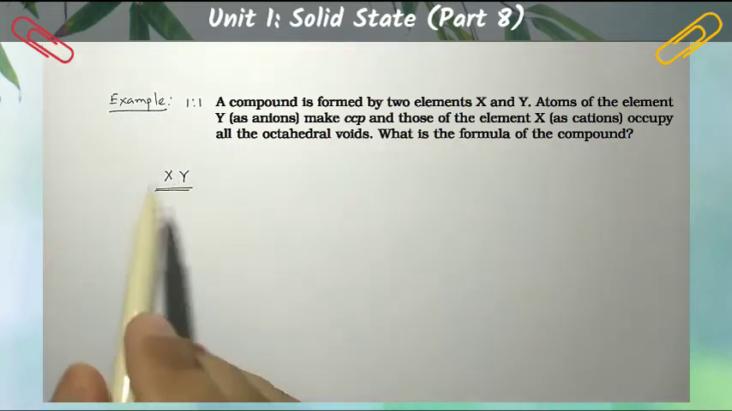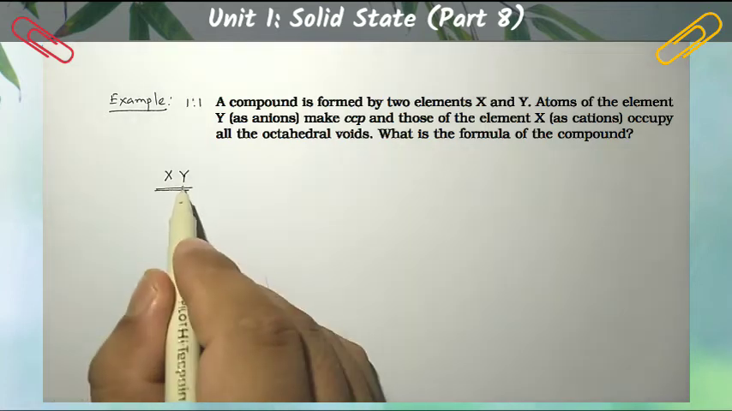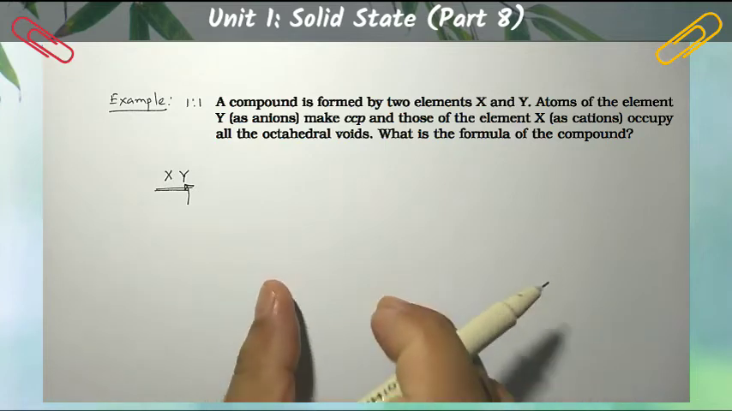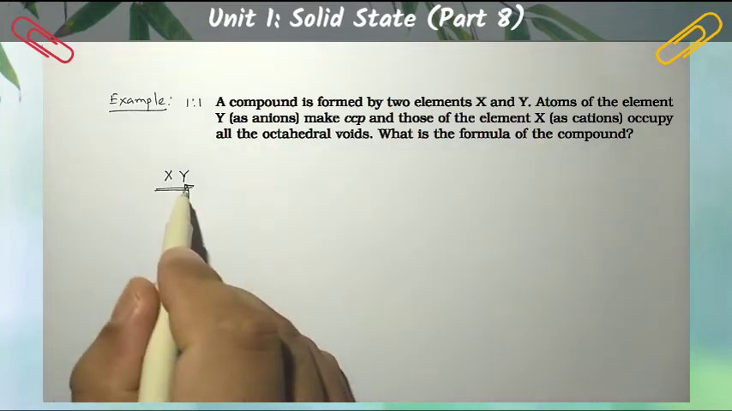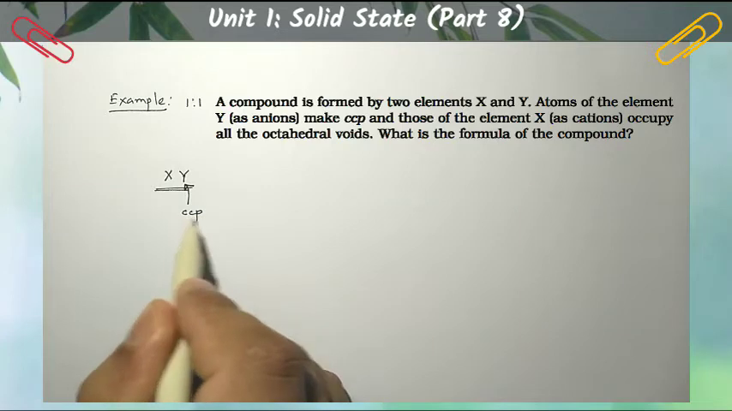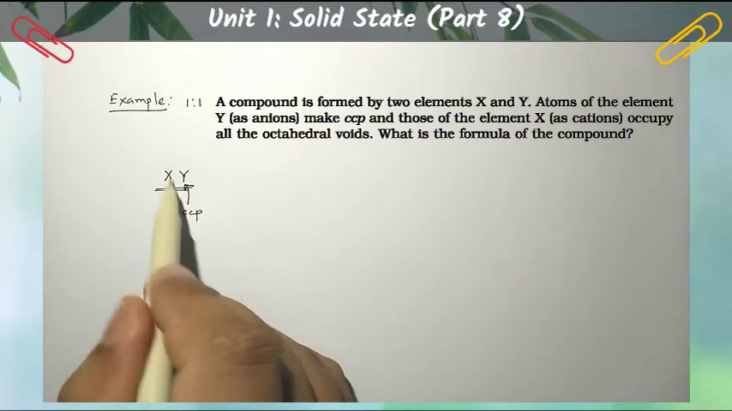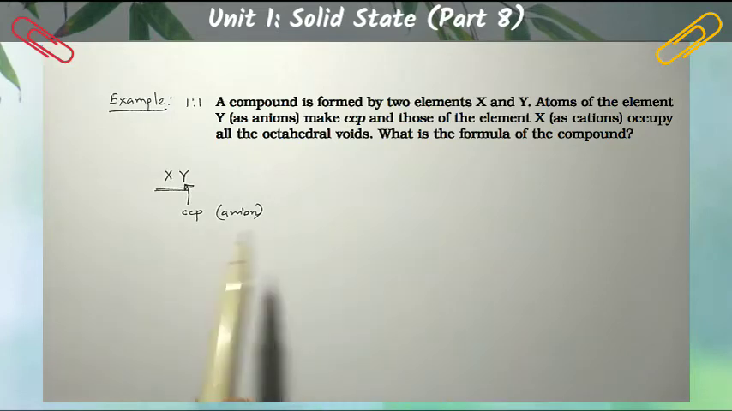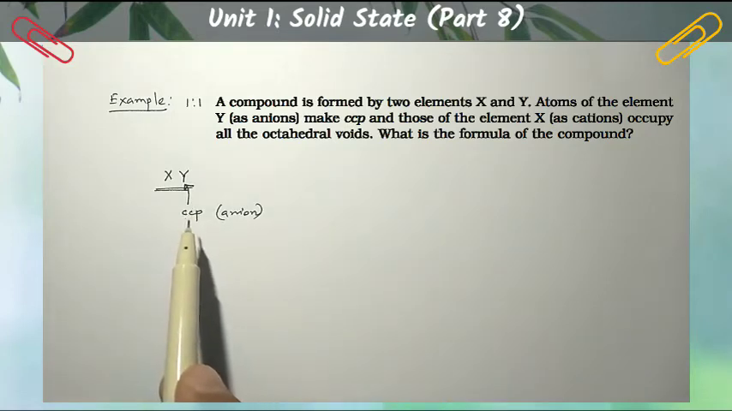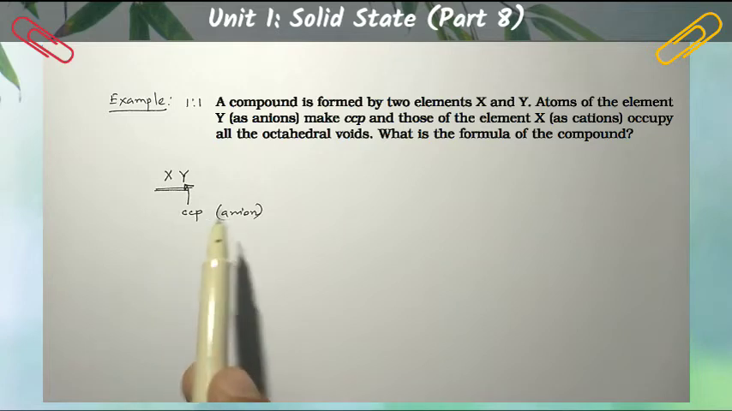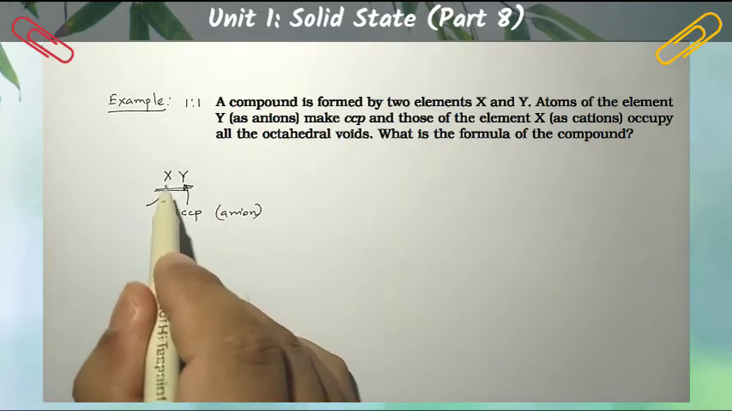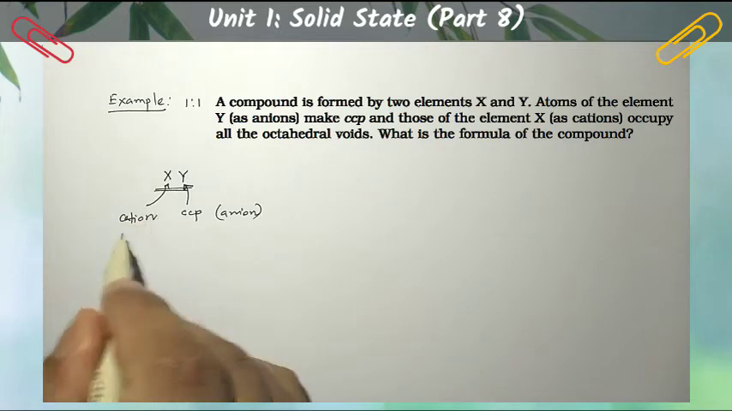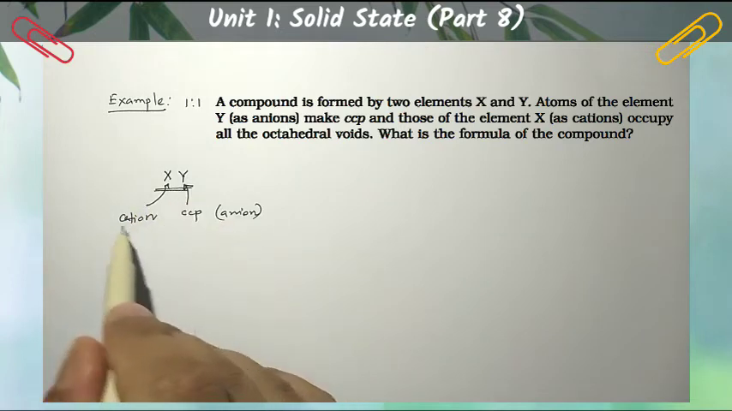Here they said that Y is going to form the packing structure, which is CCP. That means the cubic closed packing structure will be formed by Y. That means Y is the anion, because we know that the anion forms the packing structure. And X is the cation. So the anion is Y and the cation is X.